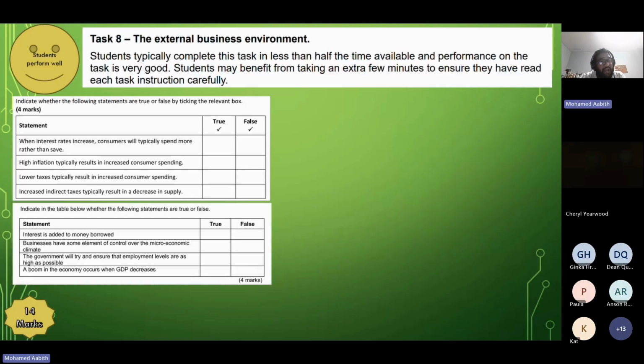Indicate whether the following statements are true or false by ticking the relevant box. 4 marks for that. See that here? These are that easy. You only have to say true or false. Even if you don't know the answers, all I say to my students is you get a 50-50 chance. You still don't leave that to luck. Try to improve that to 100 to 0. Do not chance it here, guys. Every one of them is 50-50. There's a possibility you get all of them wrong, or a possibility you get all of them right. So let's go through it.